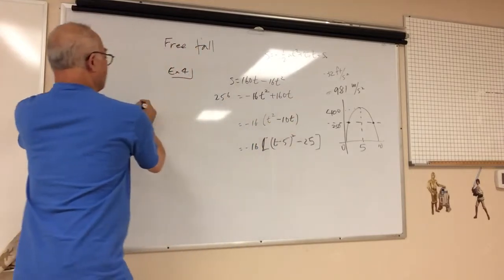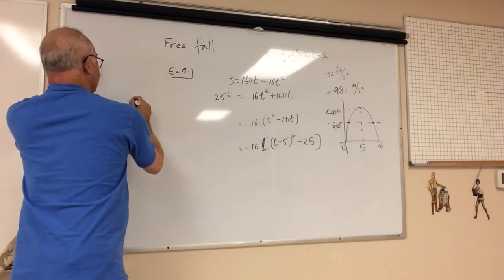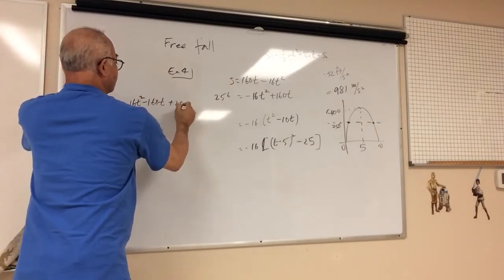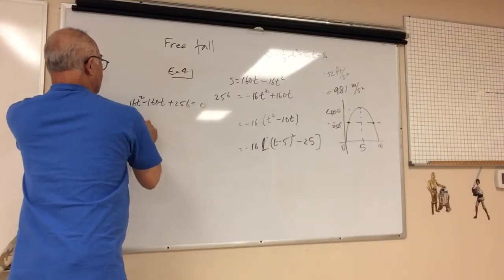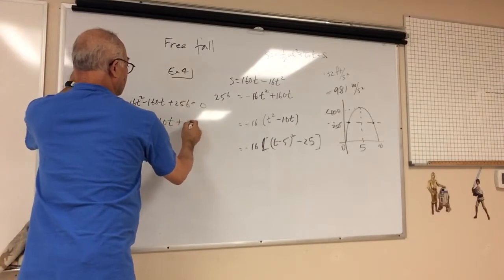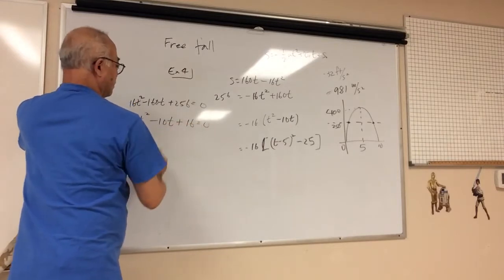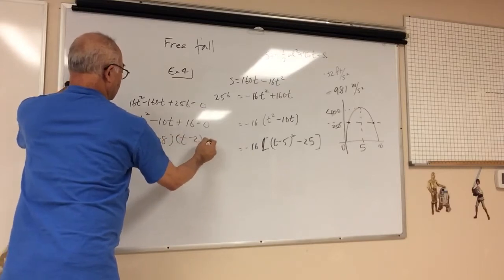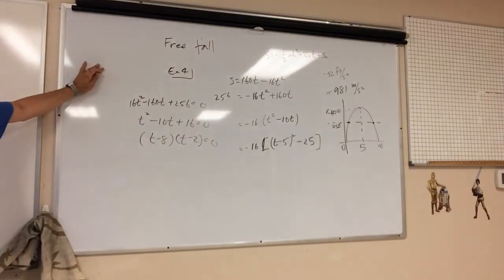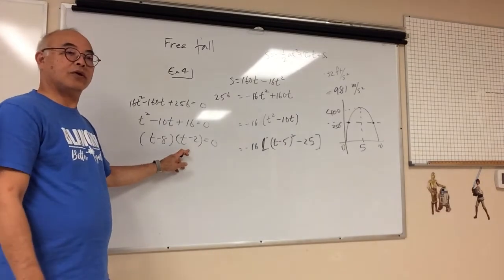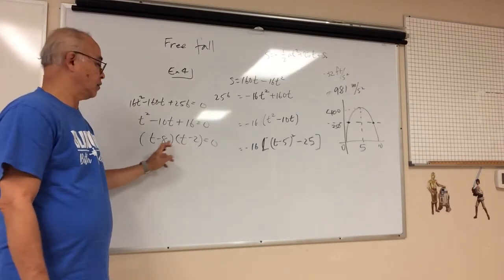If we move everything over to this side, I get 16t squared minus 160t plus 256 is equal to 0. Divide by 16. And if you can't factor this, just use the quadratic formula, or you can just graph it.